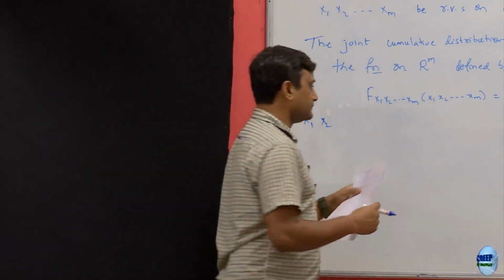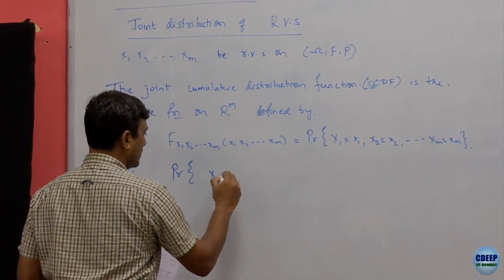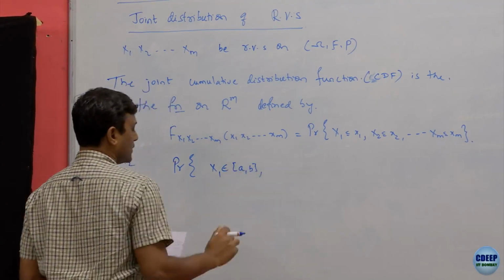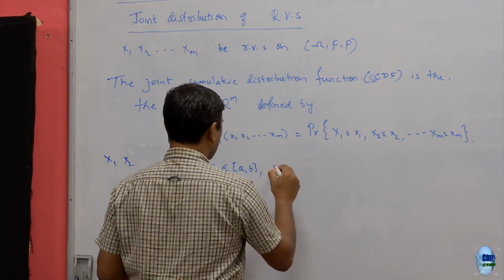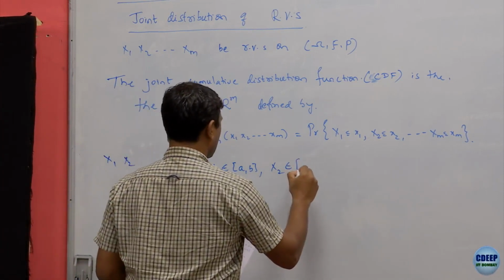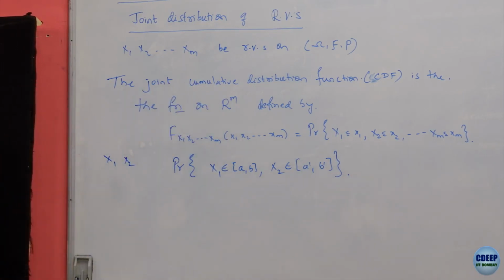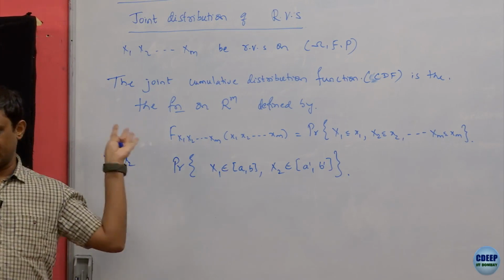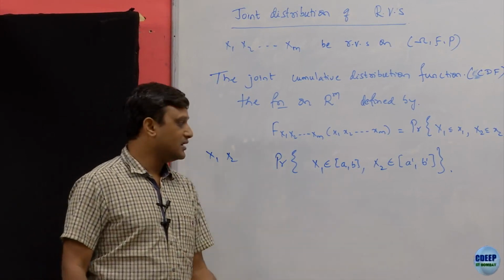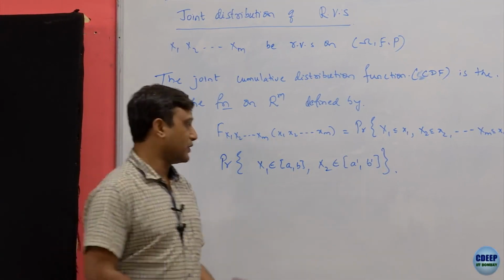I want this value, x1 and x2, together in a joint sense, to lie in some rectangle. That is, I am interested in the event that X1 belongs to the interval (a, b) and X2 belongs to the interval (a', b'). X1 can take any value on the real line, but now I am interested in knowing that it takes value in the interval (a, b), and that X2 takes value in the interval (a', b').